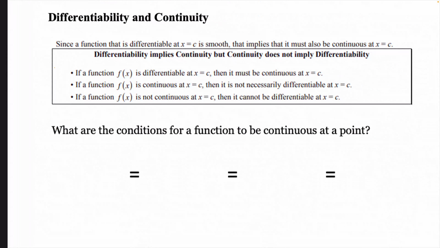Okay, so pretty much, how do they go together? Differentiable has to be continuous. Continuous, maybe differentiable, maybe not. Not continuous, definitely not differentiable.